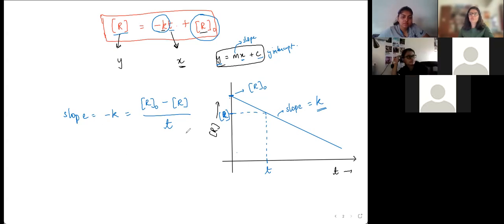So if you are tracking a reaction, the concentration is something that you can measure at any given point. So just by tracking the concentrations, you can get the rate constant at that particular temperature. This is the formula to find the rate constant for a 0th order reaction.